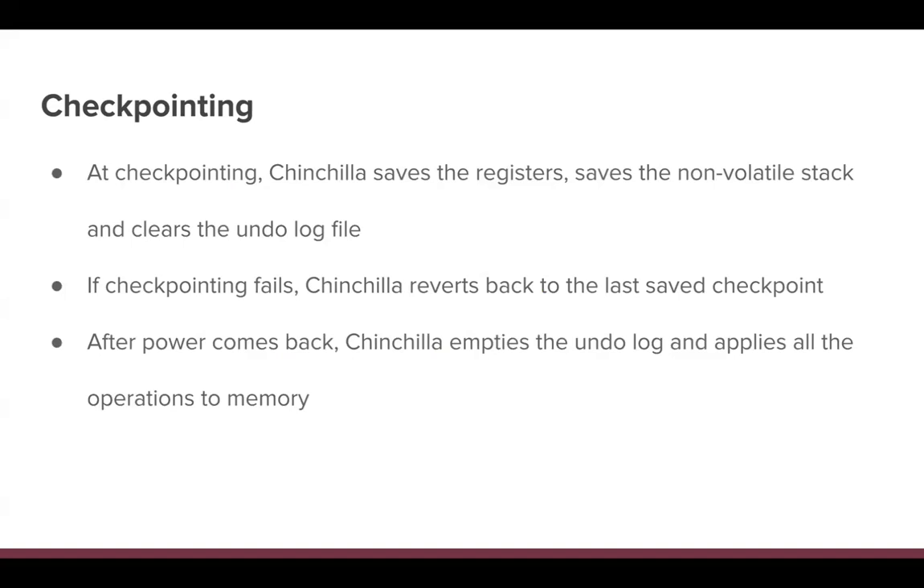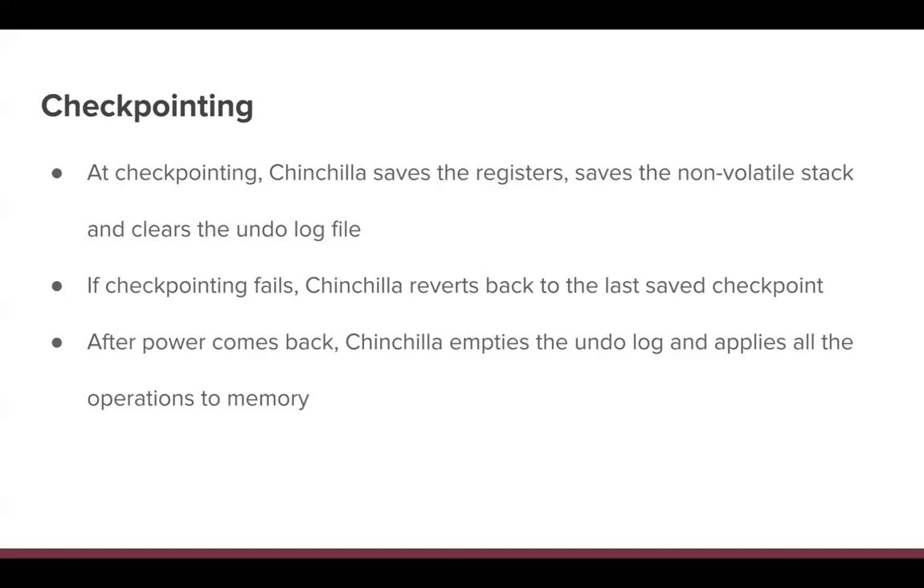Now, if a checkpoint fails, Chinchilla reverts back to the last saved checkpoint. After power comes back, Chinchilla simply empties the undo log file, restores all the registers, and restores the non-volatile stack to get to the checkpoint that was saved.